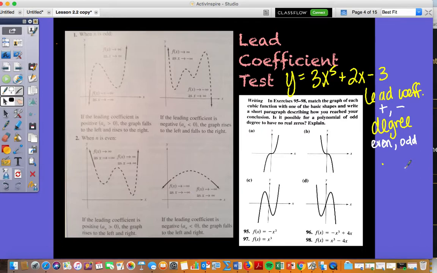Okay? We good? Victoria, you with me? So it'd fall left and fall right if this is negative. Do you remember that with the quadratic? Now, if the degree is even, think of a quadratic there, it will rise and fall together.